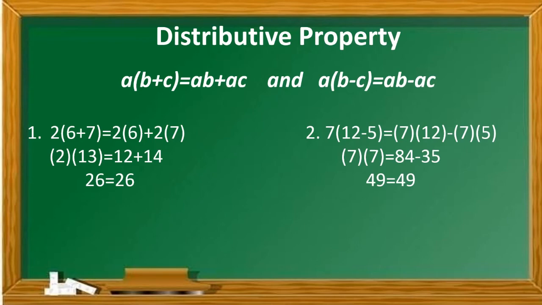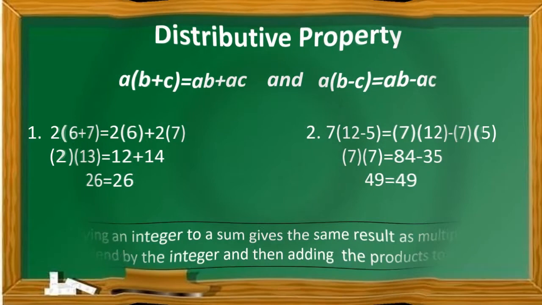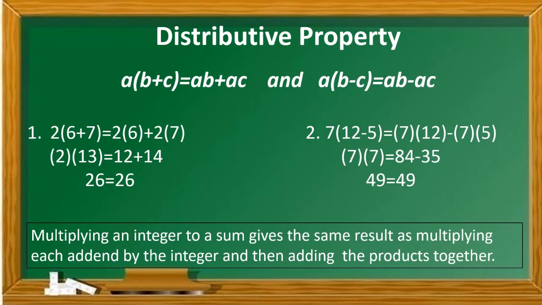It means multiplying an integer to a sum gives the same result as multiplying each addend by the integer, then adding the products together.